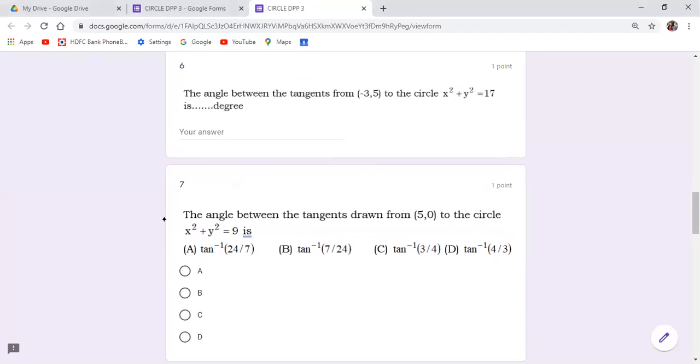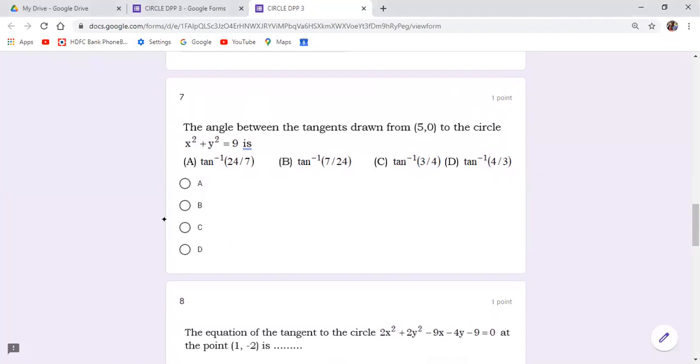Okay, what about the next problem? Can you apply the same method? Option A is the right answer, no? Yes, correct.